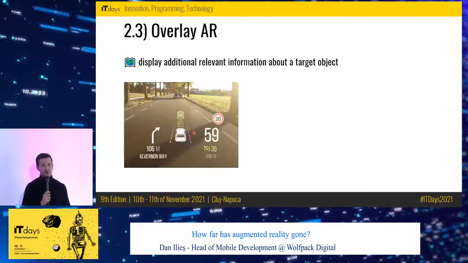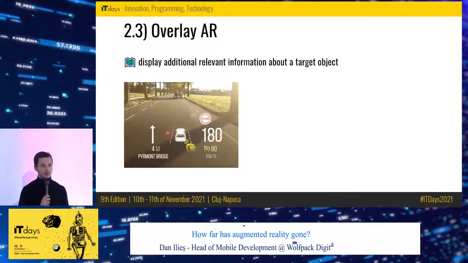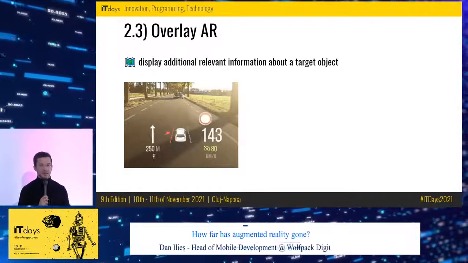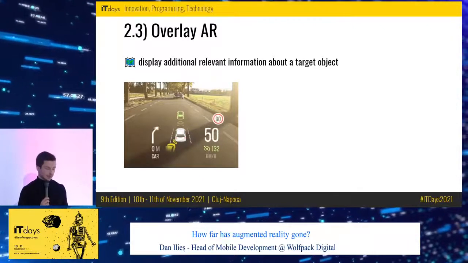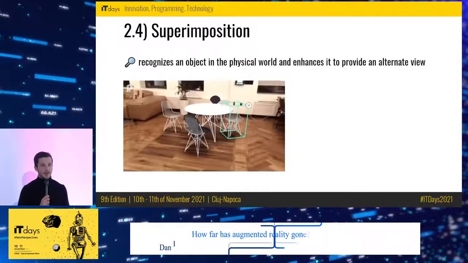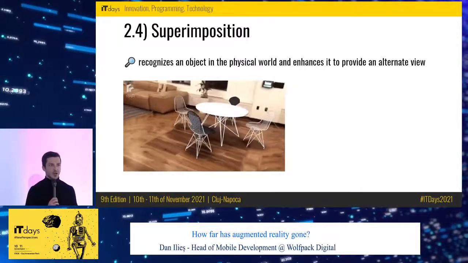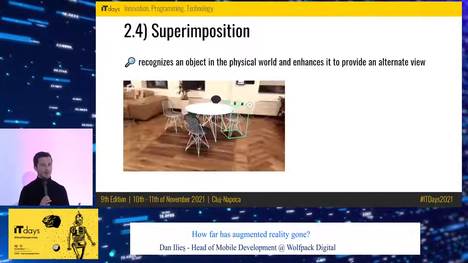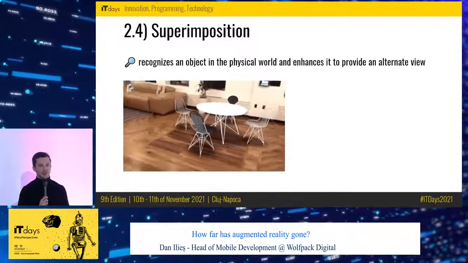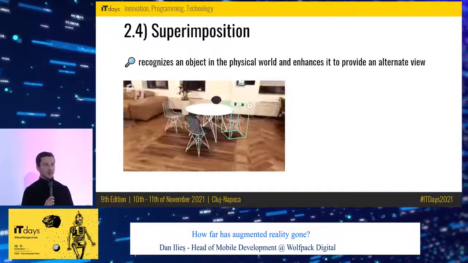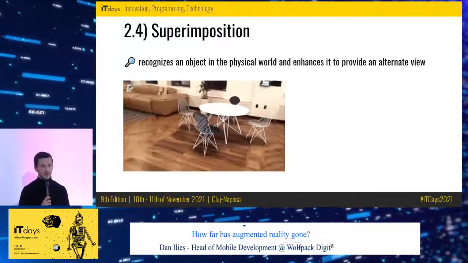This is when extra information is added on the real-world view, and a good example for this would be the head-up display technology that's present in many cars today. And last but not least, superimposition. This is basically when real-world objects are augmented with specific elements to provide an alternate view of them. So maybe you want to duplicate some real-world objects and put them around in a different layout.